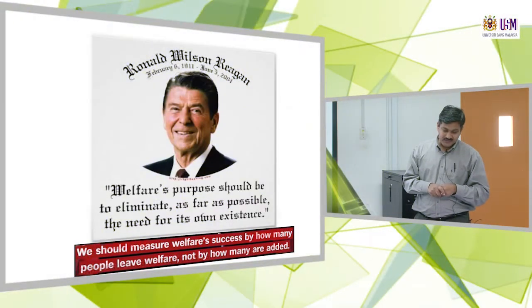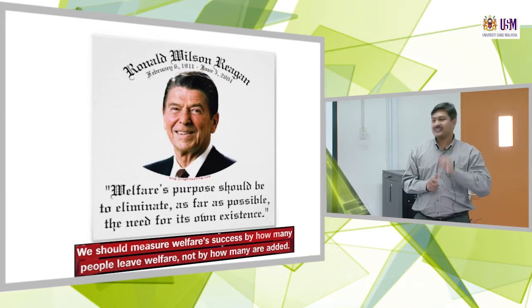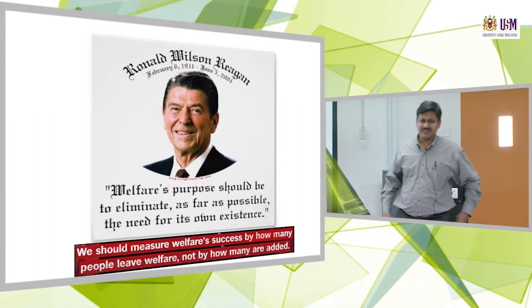Though I have taken this from the US point of view, because the US is supposed to be a liberal welfare state where a residual social policy is in existence. When we say residual, the state only comes into the picture when the family and the market fail. That's what we have studied, right? In a residual welfare, the state only comes into the picture when your family and the market are a failure. You don't have any other option, but the state has to come in. If the US is that example, this is what Ronald Reagan said: welfare's purpose should be to eliminate, as far as possible, the need for its own existence. Very interesting statement, huh?